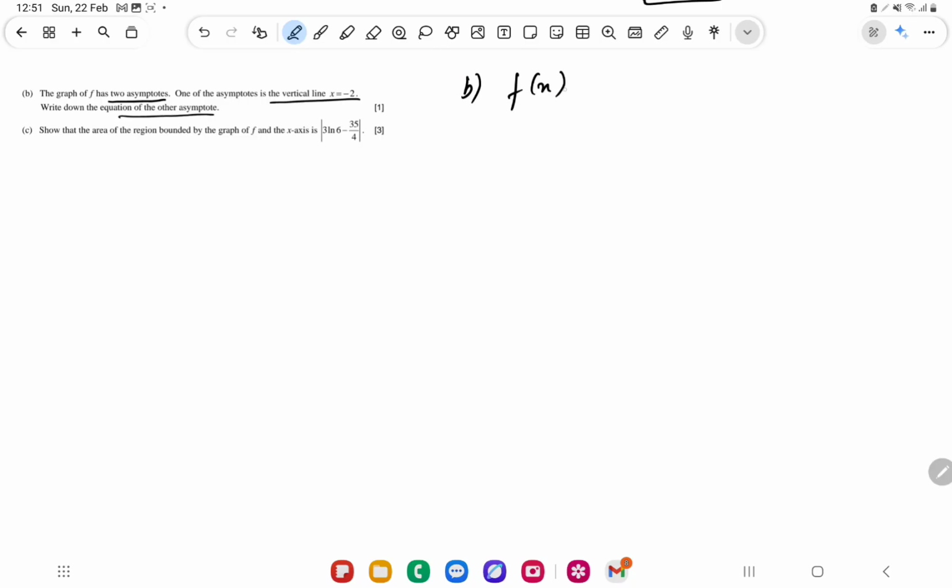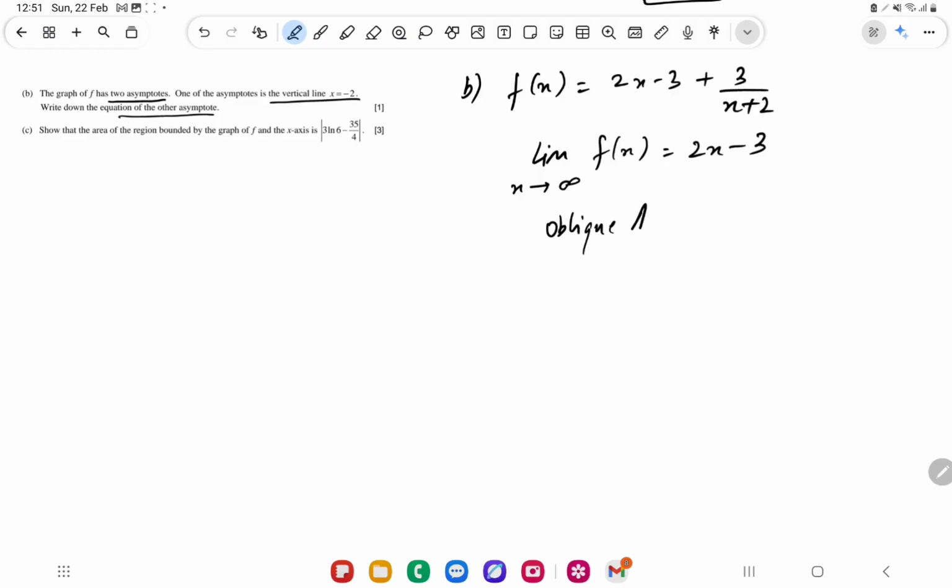So to solve this, first I will write my function by putting all the a, b, c values. I get this. Because we are talking about asymptotes, x tends to infinity, so the f(x) value will be 2x minus 3. It means it has an oblique asymptote, which is nothing but y equals 2x minus 3. So this is my equation of the second asymptote.